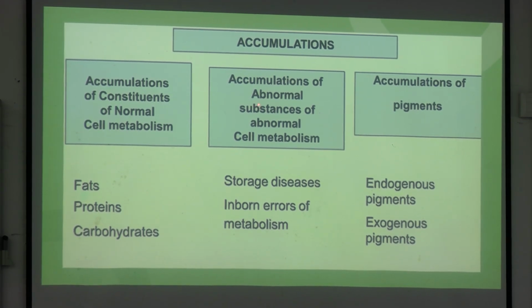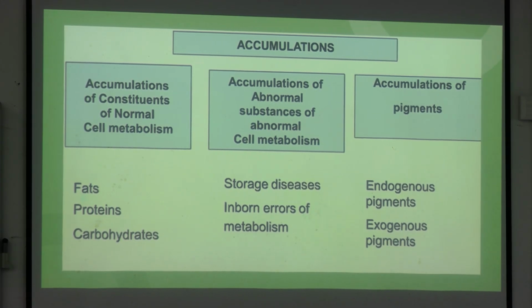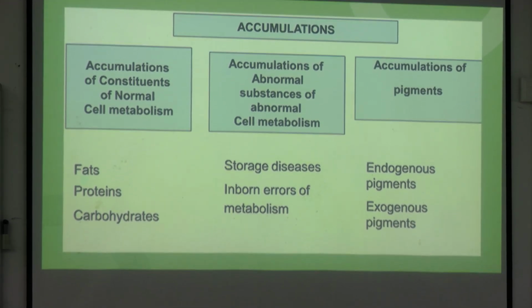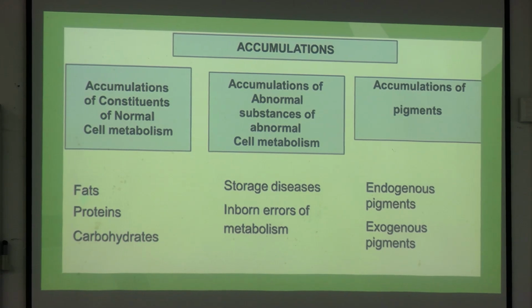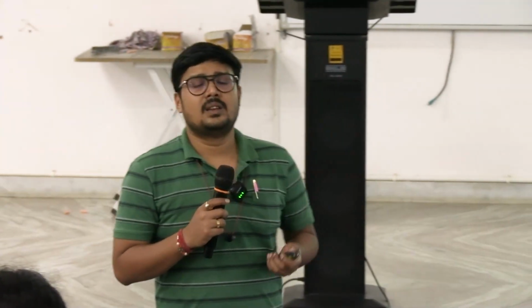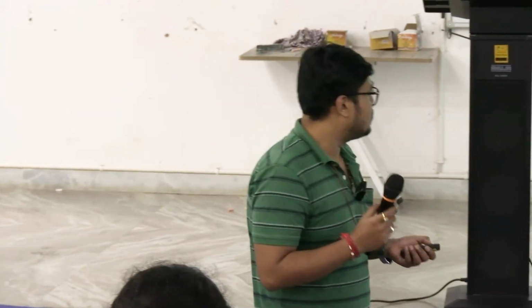The next broad category is accumulation of abnormal substances from abnormal cell metabolism. So here the cellular metabolism is not normal. There is underlying pathology or abnormal cellular metabolism. As a result, various products or byproducts accumulate within the cell, namely glycogen, or inborn errors of metabolism in diseases like glycogen storage disease, or various genetic or hereditary deficiencies of enzymes.